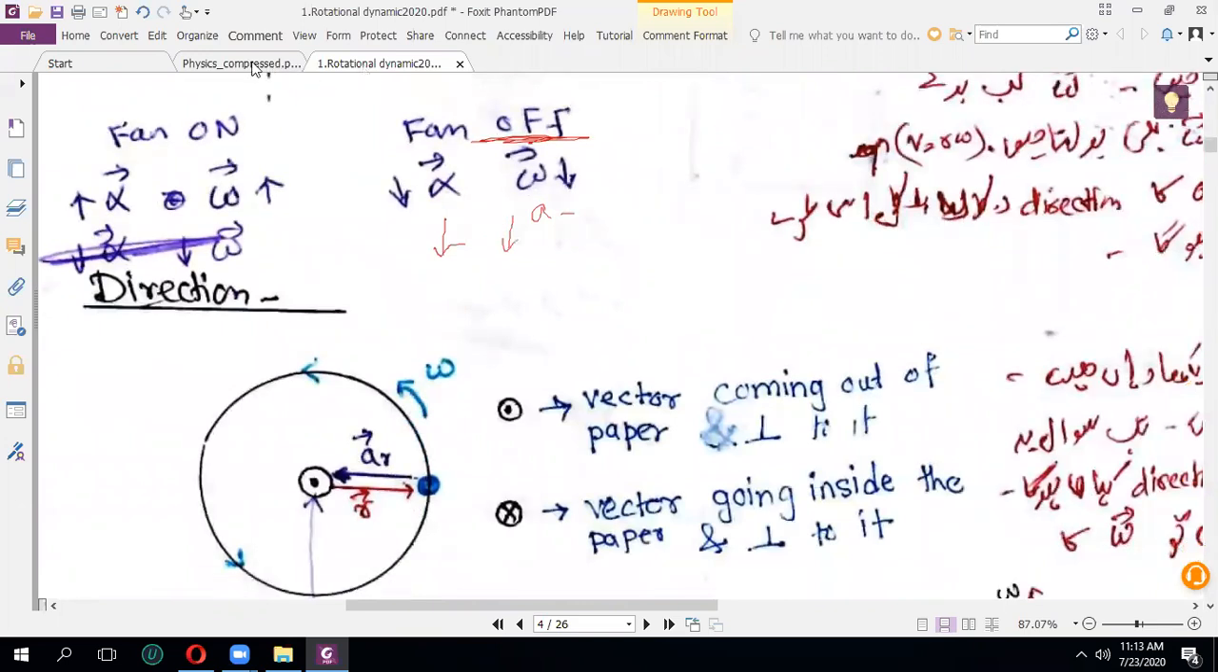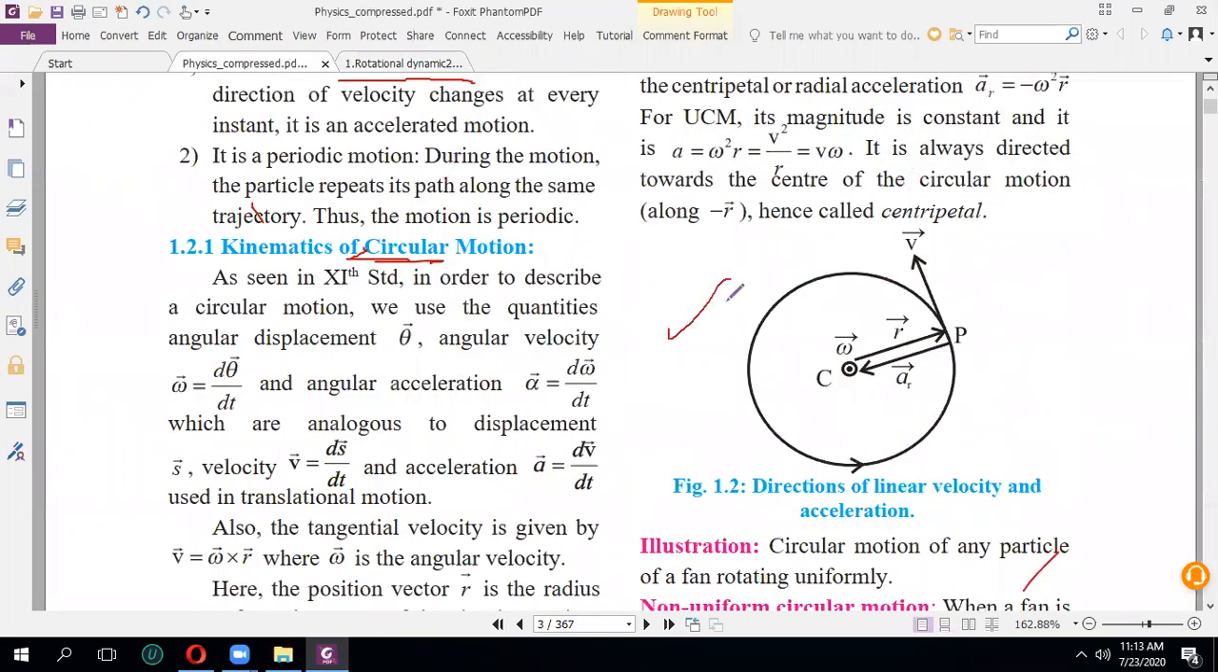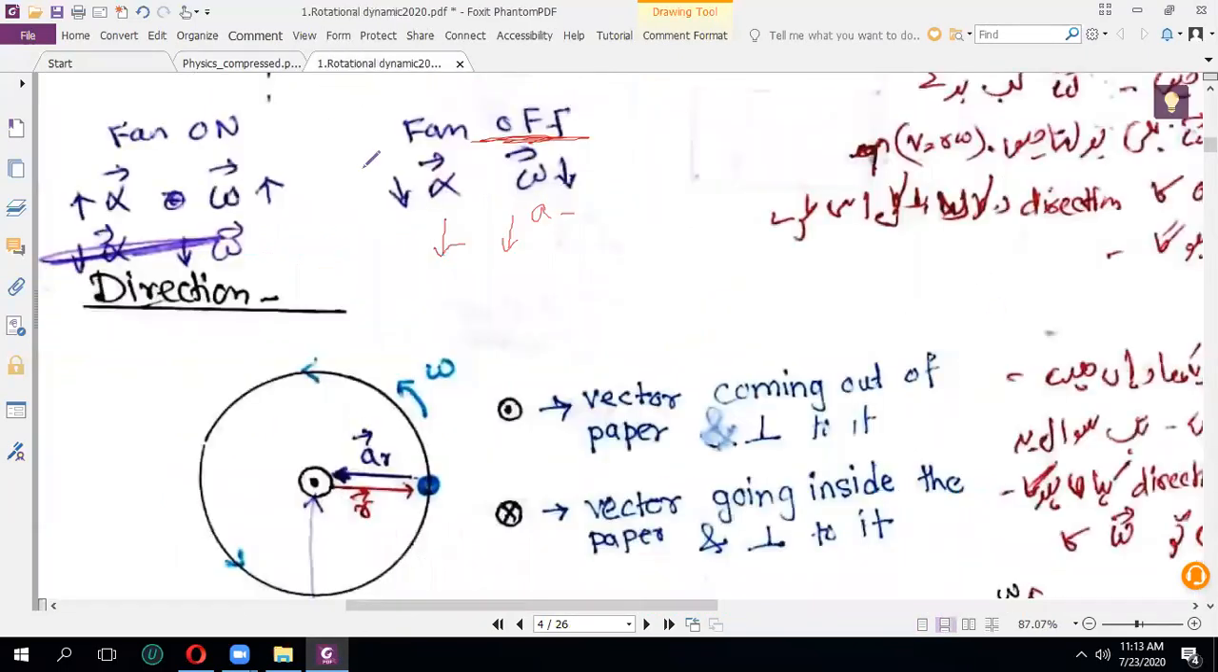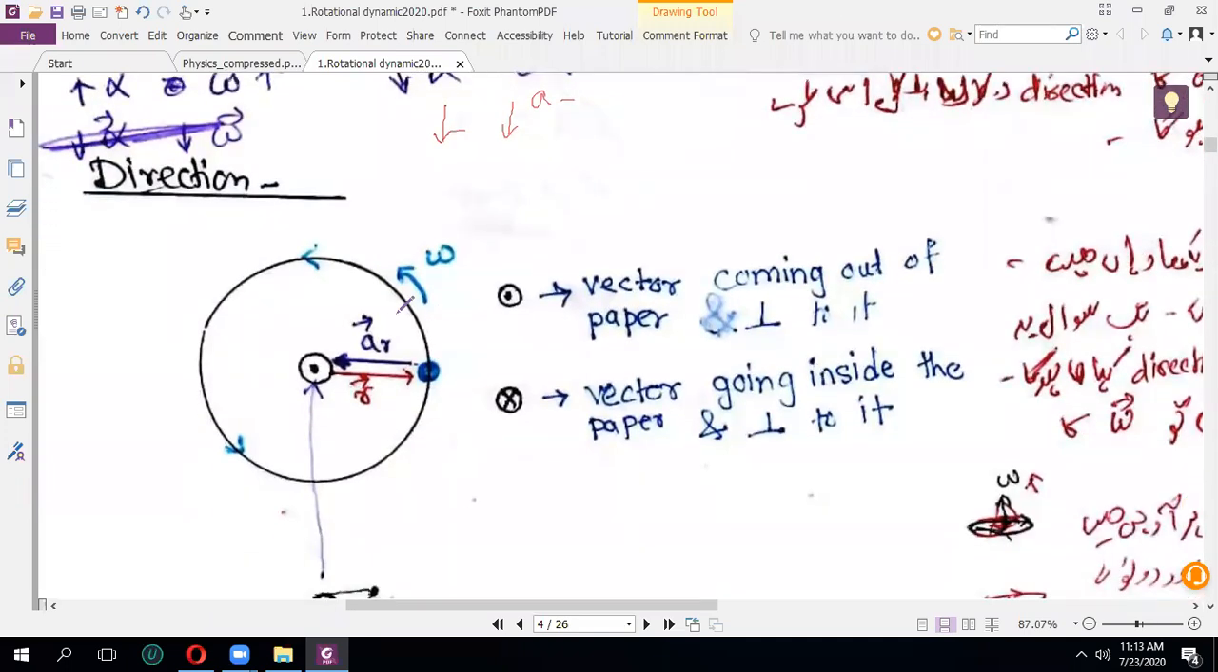Now, how much part have we done in your textbook? Now we are coming to this part. We have done this whole part. Now we are here. In this part, see the picture. In the picture, I am representing the same thing again. This is the center point. This is my radius. This is my object which is performing circular motion.